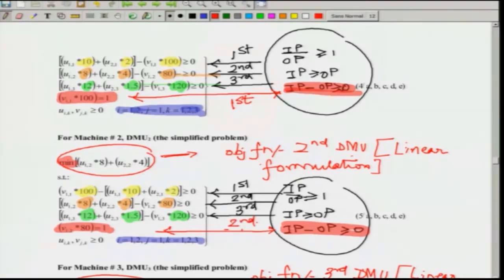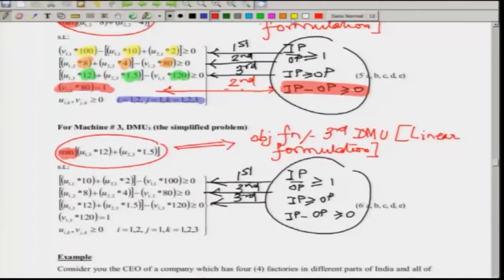So, 1, 2, 3 are all the constraints existing, both in the nonlinear part and the linear part. Only the added constraint which is coming up corresponds to the DMU where we are trying to optimize. Similarly, the color scheme is yellow for the first, then orange for the second, green for the third, and this color red is basically the added constraint corresponding to the third DMU. And obviously, u and v are the weights, and the coloring scheme remains the same, which is i is equal to 1, 2, j is equal to 1, and k is equal to 1, 2, 3.